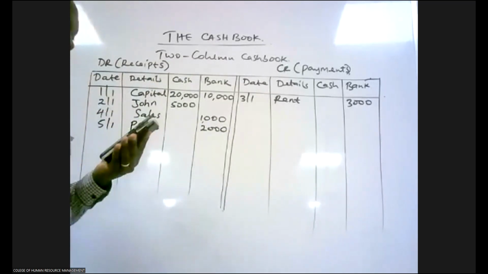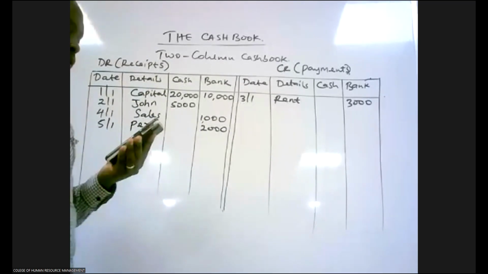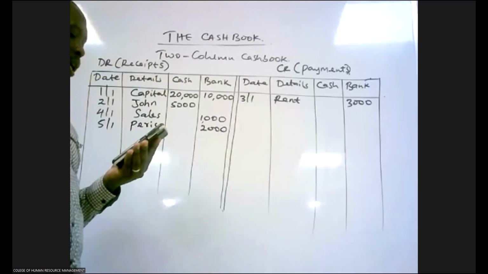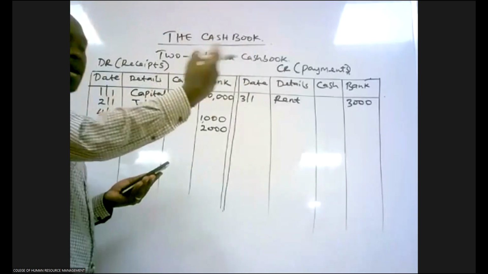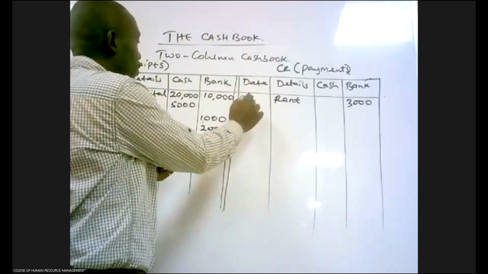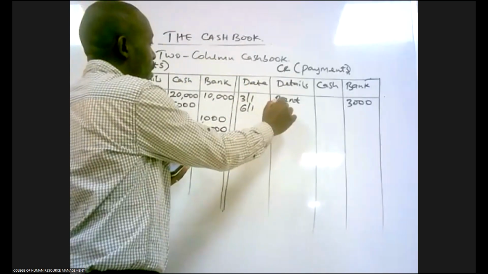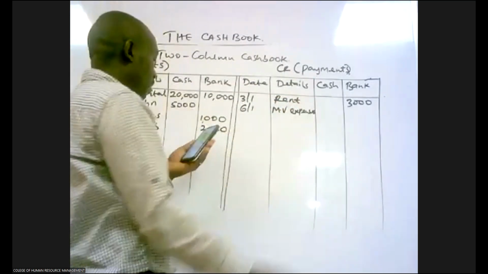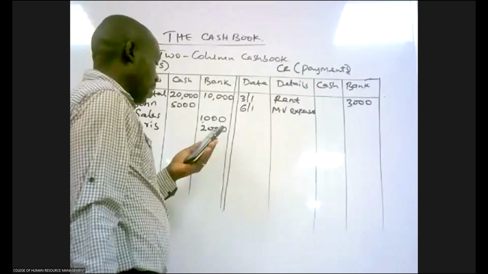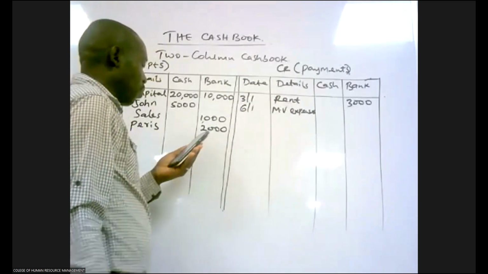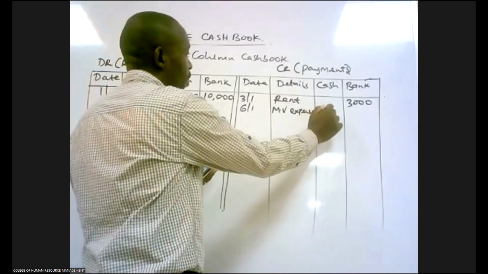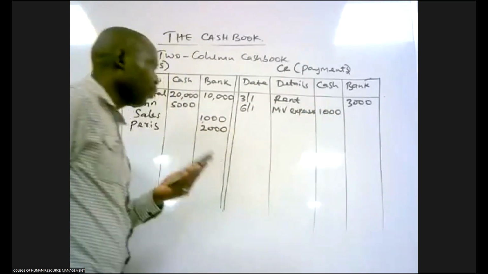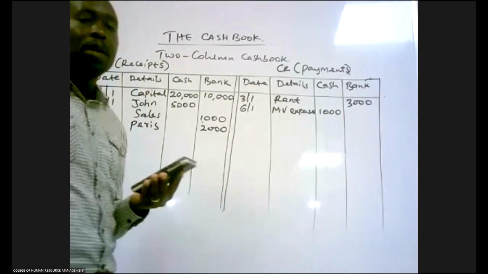On 6th, he paid motor vehicle expenses 1,000 by cash. So it is a payment. We paid on 6th of January for motor vehicle expenses, amounting to 1,000, and it was done in cash. Put it as a cash payment.